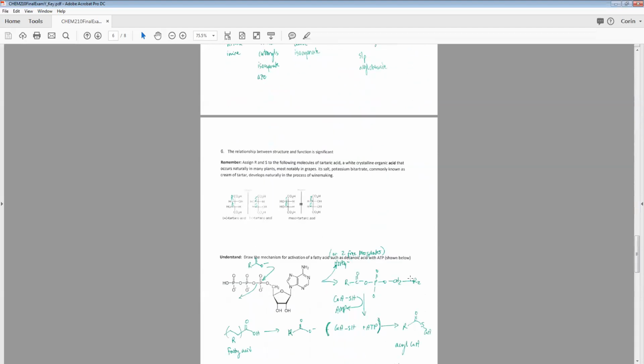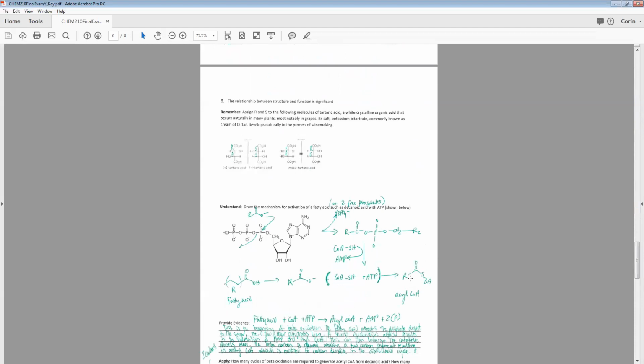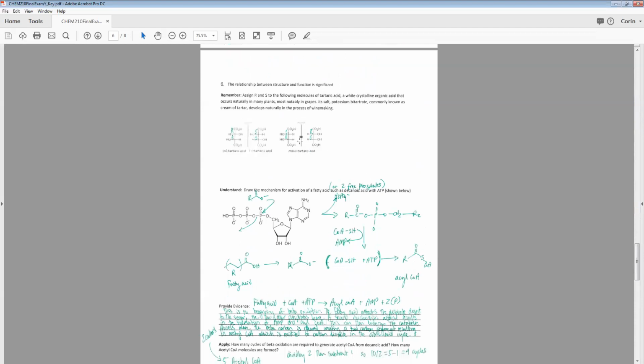Lastly, the relationship between structure and function is significant. Again, here you need to be able to identify R and S for tartaric acid. A white crystalline organic acid that occurs naturally in many plants, most notably in grapes. Its salt, potassium bitartrate, commonly known as cream of tartar, develops naturally in the process of winemaking.